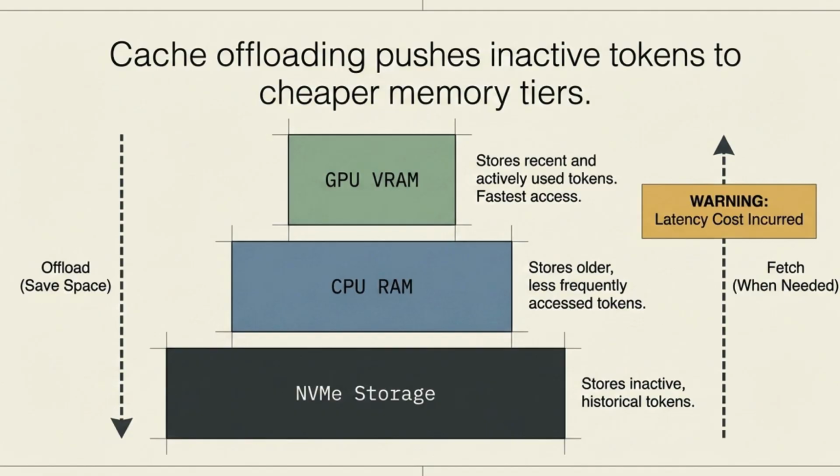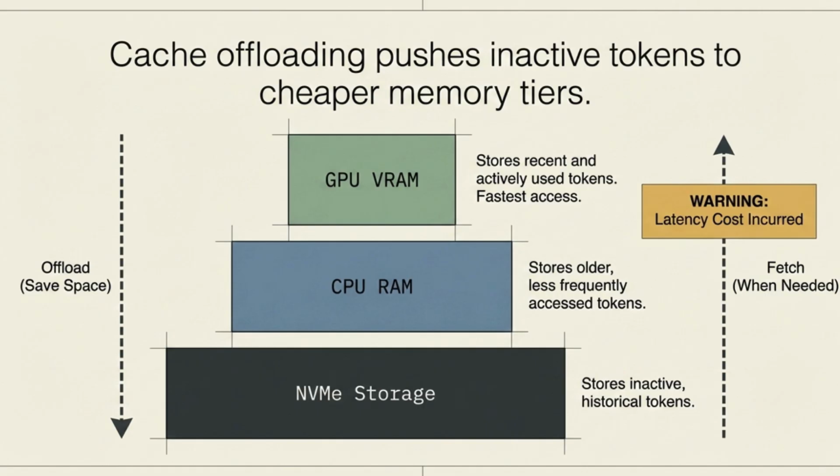Now, and this is critical, fetching data back up from CPU to GPU incurs a real latency cost. This is a trade-off, not a free lunch. So you design your system so the hot path always lives in VRAM and everything cold tiers down gracefully. Cache offloading is your overflow valve. The system stays alive instead of crashing.